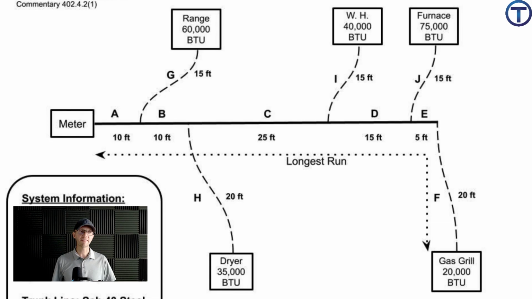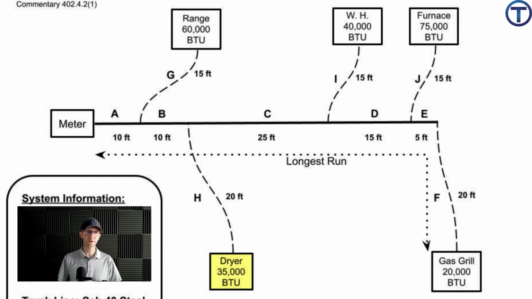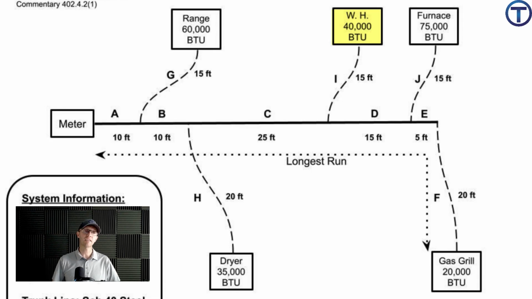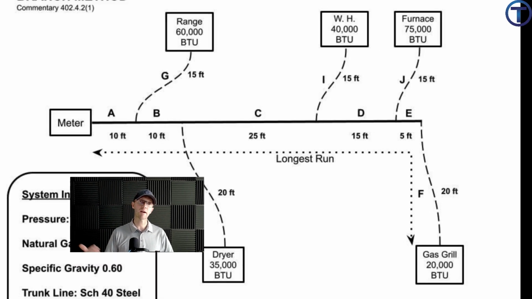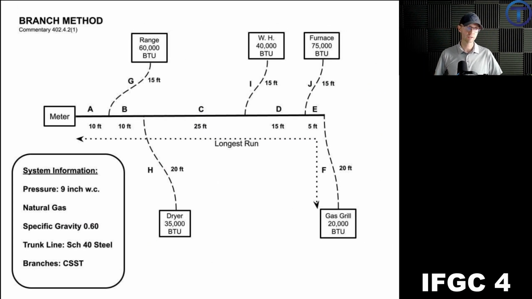Let's have a quick look at the different appliances that are connected. We have a range at 60,000 BTUs, a dryer at 35,000 BTUs. We have a water heater at 40,000 BTUs. We have a furnace at 75,000 BTUs. And we have a gas grill at 20,000 BTUs. On this diagram, we have all of our sections labeled A through J. We also have our pipe length distances. That's going to help us as we're figuring out the length for each branch.